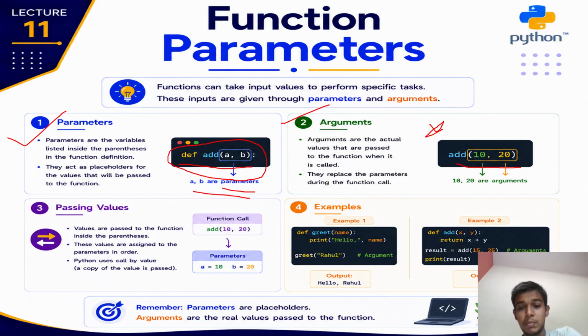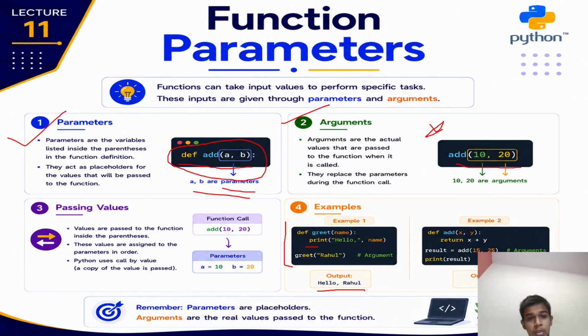Now let's understand the example given here. Our first example is a function, def greet, and a parameter is passed called name. So name is a parameter because it is written inside the function definition. Then we call the function using print. The word Rahul becomes the argument. So Python stores Rahul inside the parameter name, and finally it gives the output hello Rahul.